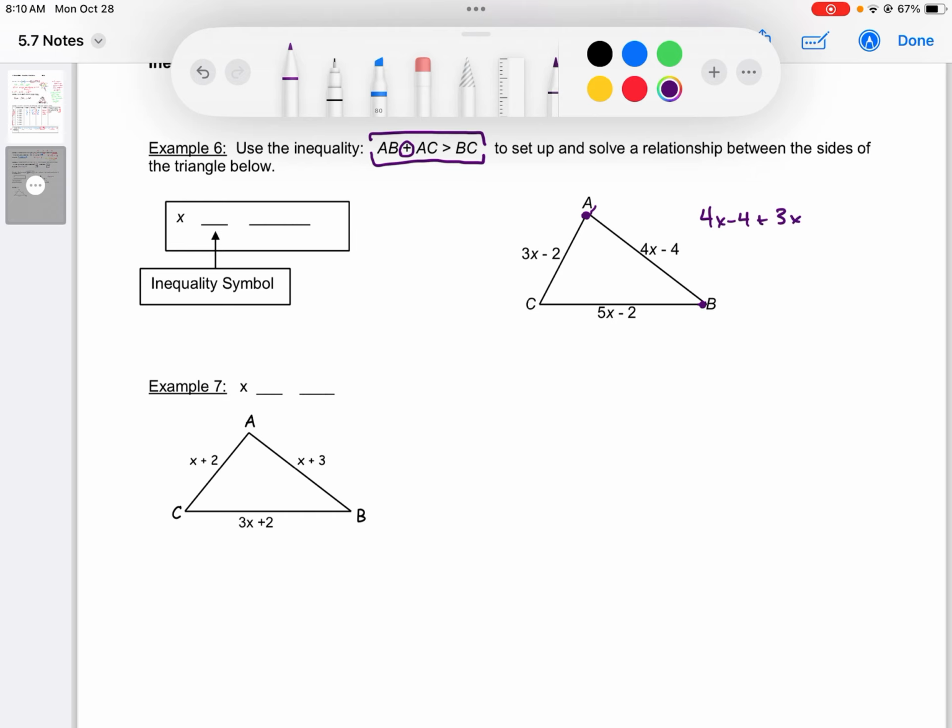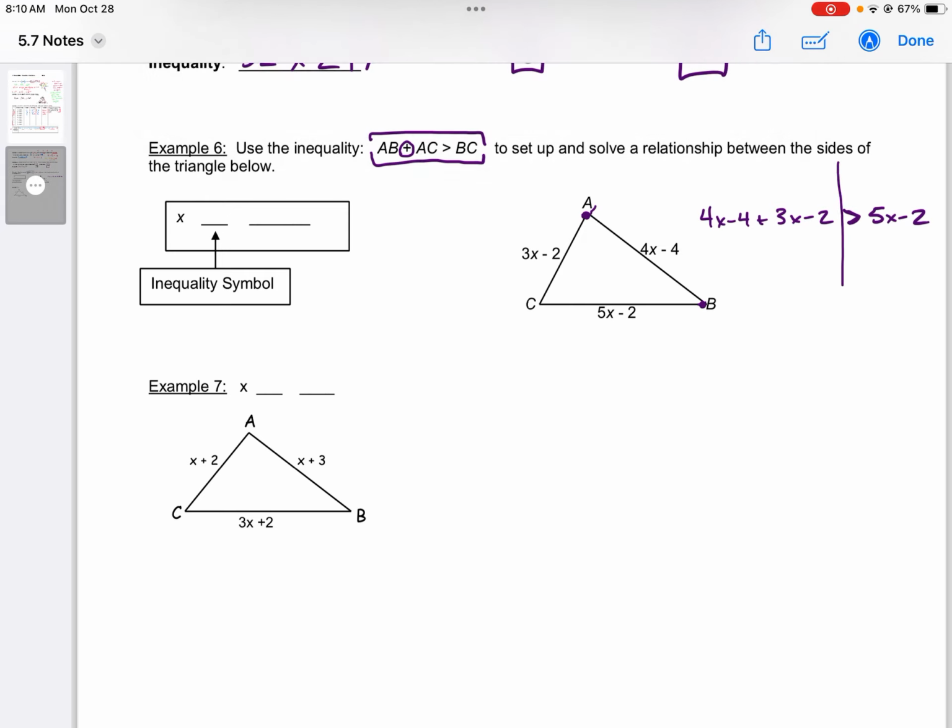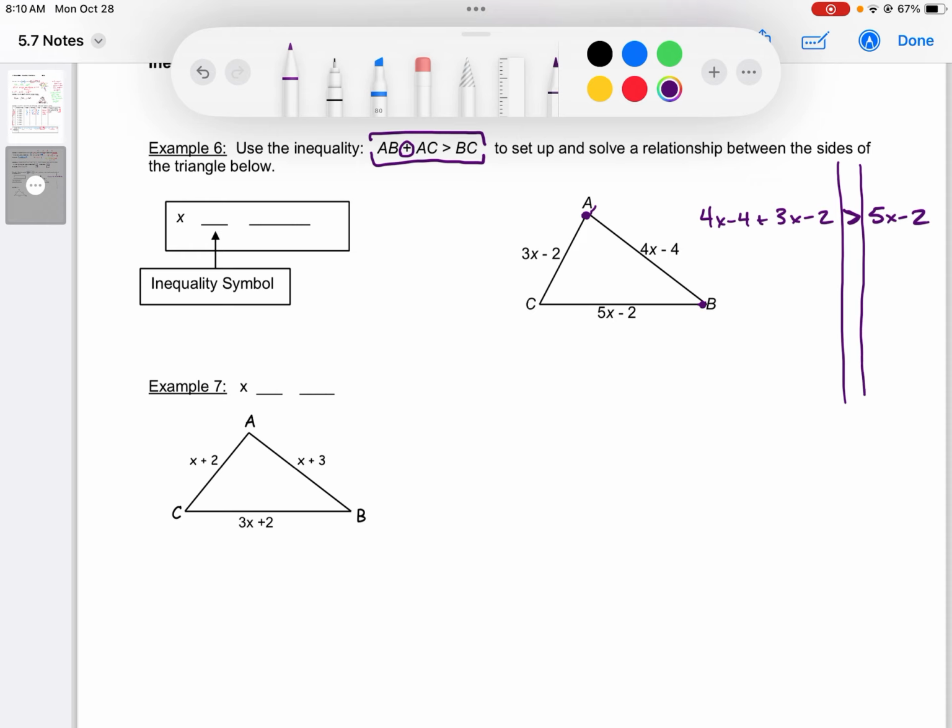All right. 4x minus 4 plus 3x minus 2 is greater than 5x minus 2. All right, so when we are solving inequalities, similar to solving equations, we start on the left side by combining like terms. And so we have 7x over here. And with our whole numbers, we have minus 6. And we're still saying that that's greater than 5x minus 2.